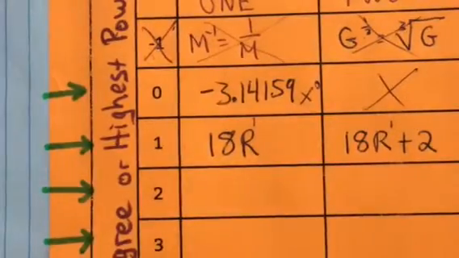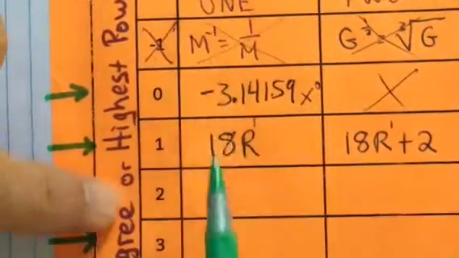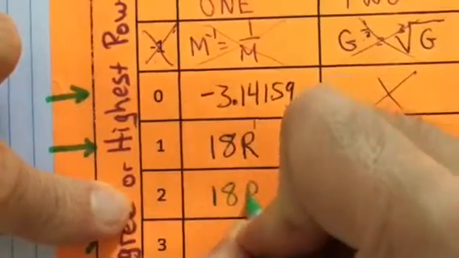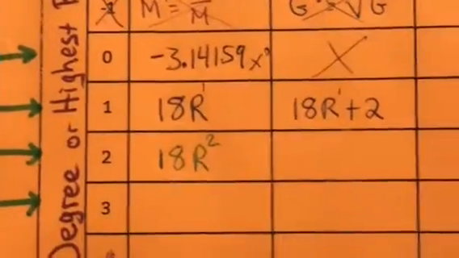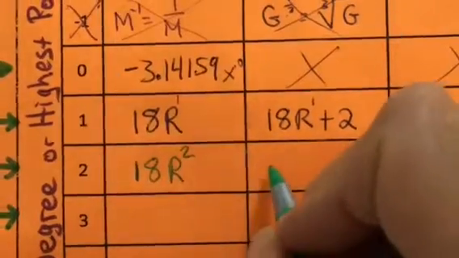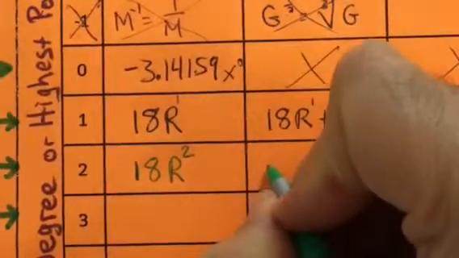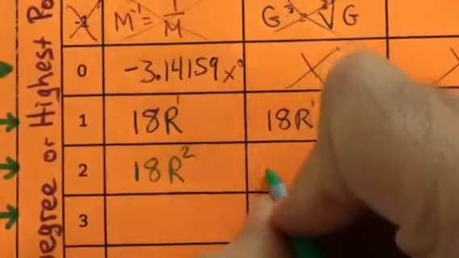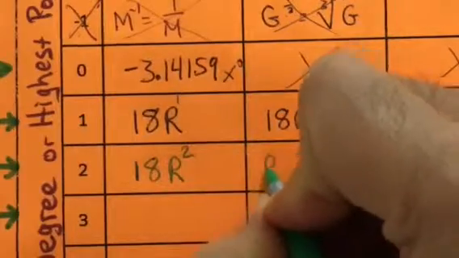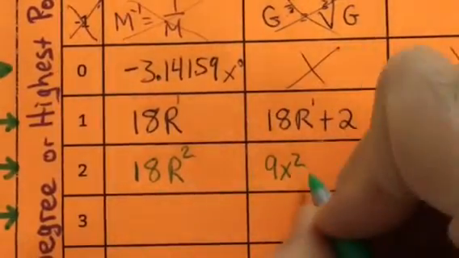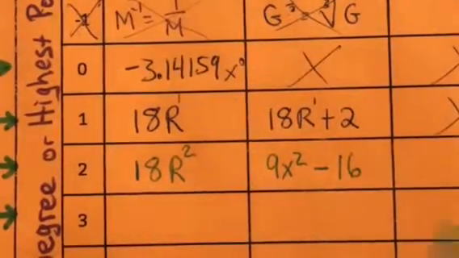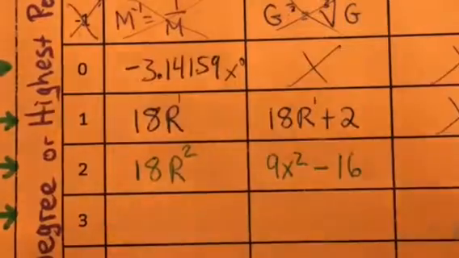If I want to go to 2, monomial degree 2, 18r squared. That works. Binomial, I could do the same exact thing, just change this to r squared, or I can go 9x squared minus 16. Two terms, highest degree is 2.